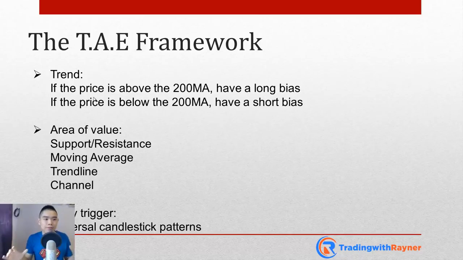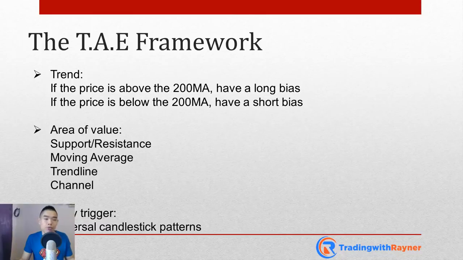Okay, so now using this framework, we can then formulate trading strategies to profit in bull and bear markets. So remember, the first thing we are looking for, the trend. If it's in an uptrend, we will only look to buy, and we'll buy at either area of support, moving average, or upward trend line.